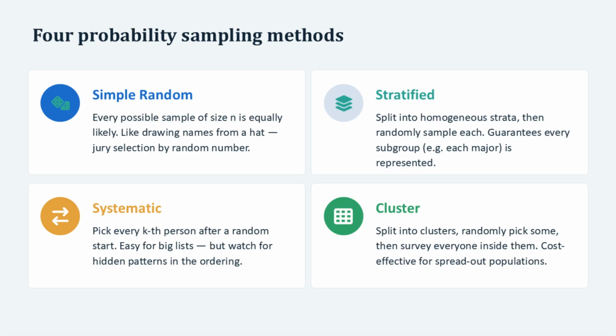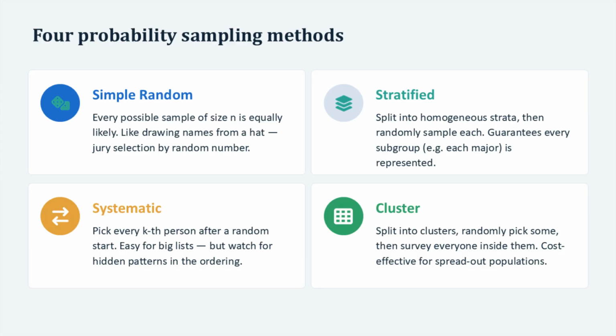Simple. But there is one thing to watch out for. If there is some hidden pattern in the way your list is organized, systematic sampling can accidentally produce a biased sample, so always be careful about patterns in the data.